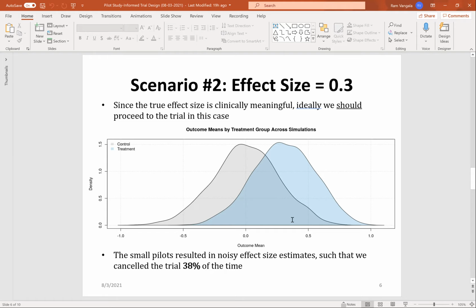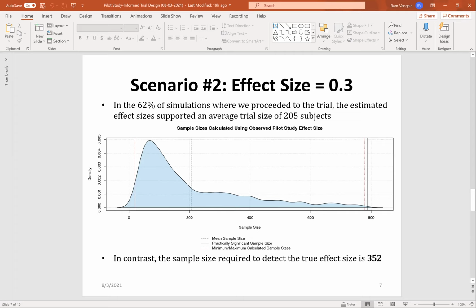And so because of that variability, because of that noise, again, we can see anything from large treatment effects to small treatment effects to negative treatment effects. And it turns out that in 38% of cases, we see treatment effects that are below that 0.2 threshold. And so we don't proceed to trial, even though we really ought to here. So again, even though this is a case where we do have a treatment effect and a non-trivial one at that, it actually seems like we're making the wrong decision still about 40% of the time.